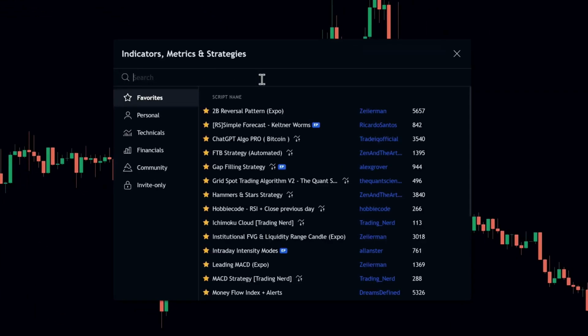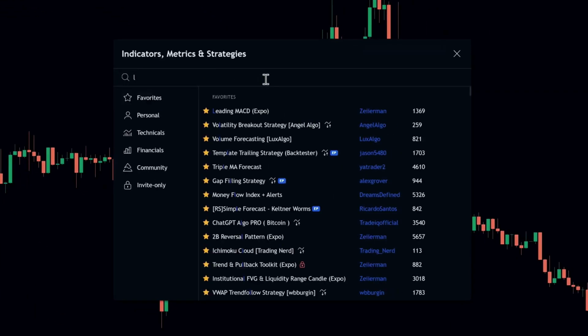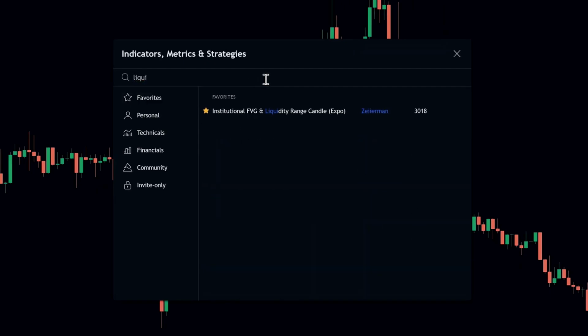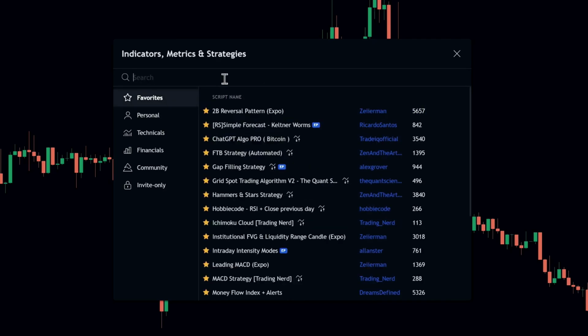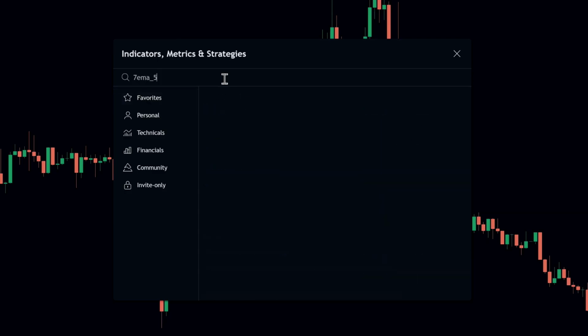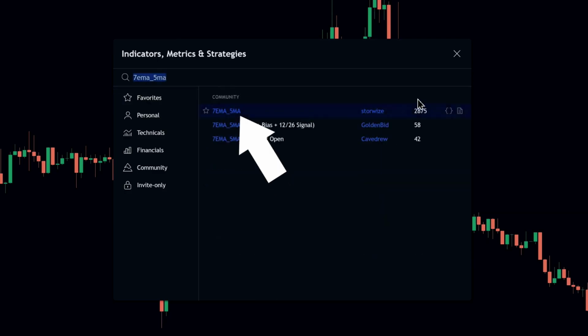Now click on indicators and search for the first one, which is the core of this strategy. Liquidity Sweeps by LuxAlgo, my favorite author. Big shout out to them. Then add the second indicator, a fantastic trend tool called 7 EMA, 5 EMA by Storewise.